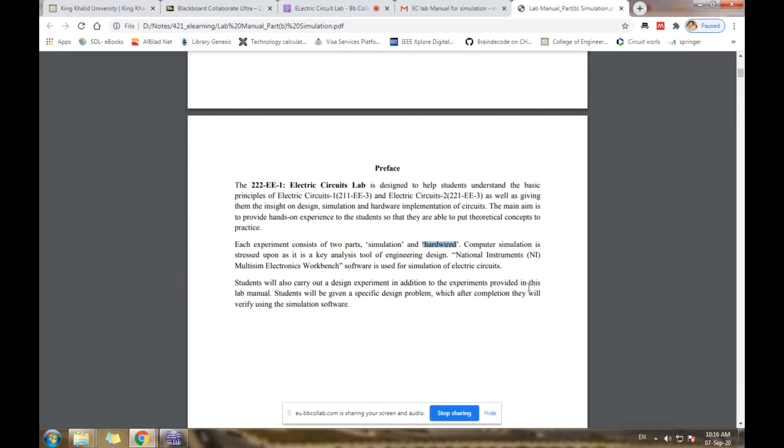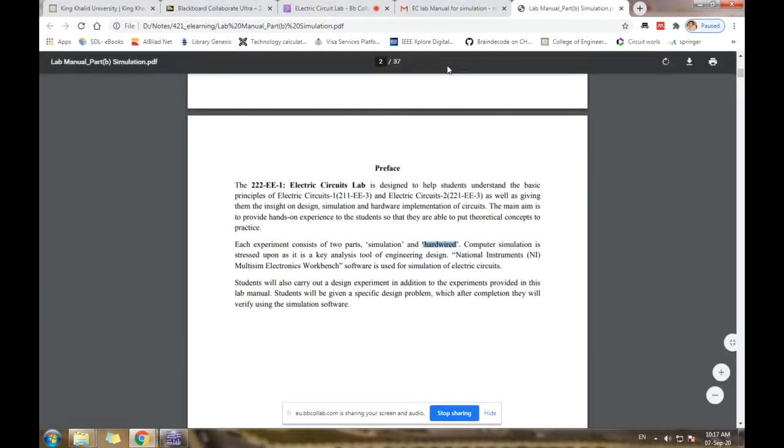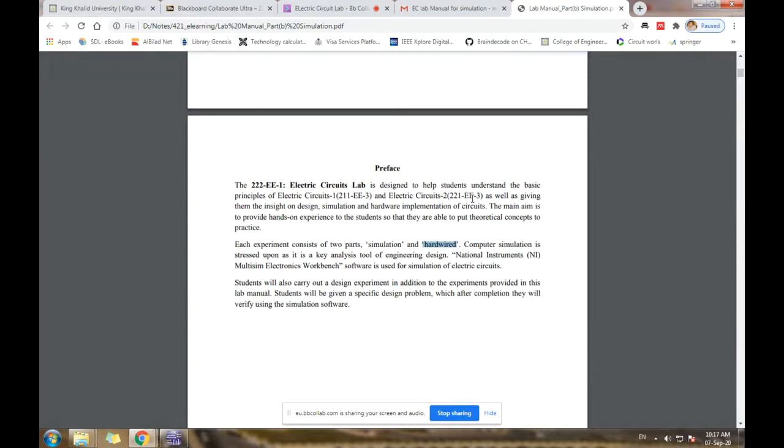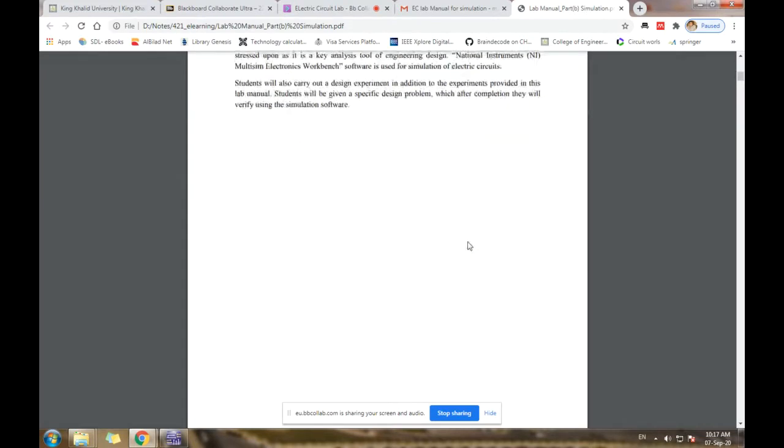So the experiments are similar. For example, experiment number one in simulation is about the basic laws and measurements. Experiment number one in hardware is the same. What is the difference? You will understand how to make the connections in hardware, and you will understand how to use the software to get the results for the same. In that manner you can compare the hardware and the software together. That is the idea of this lab.